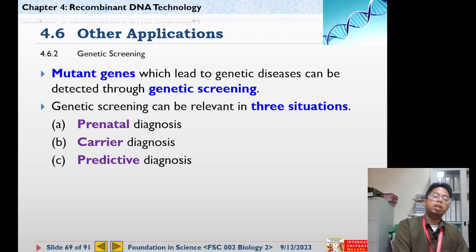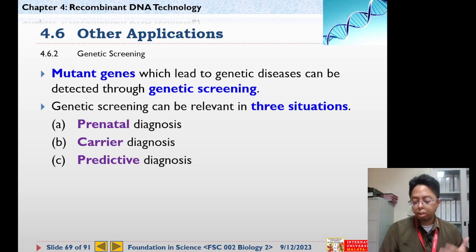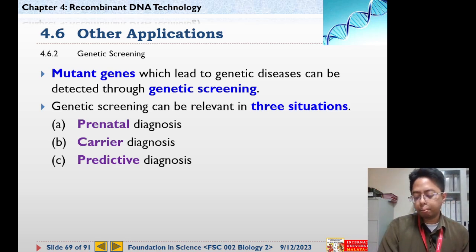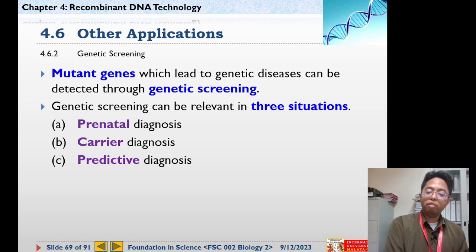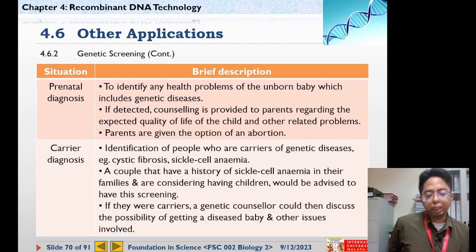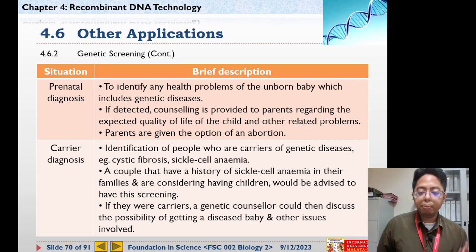So how do we do genetic screening? It is by prenatal, carrier, or predictive. Genetic screening can actually help us find a disease very, very early in life. For prenatal diagnosis, natal means born. It is before somebody is born, we actually screen them for any diseases.